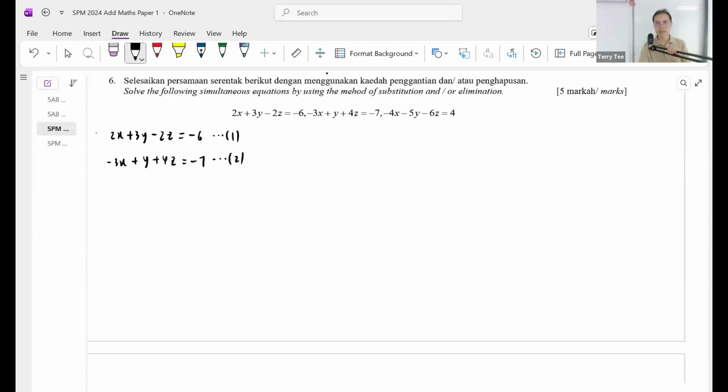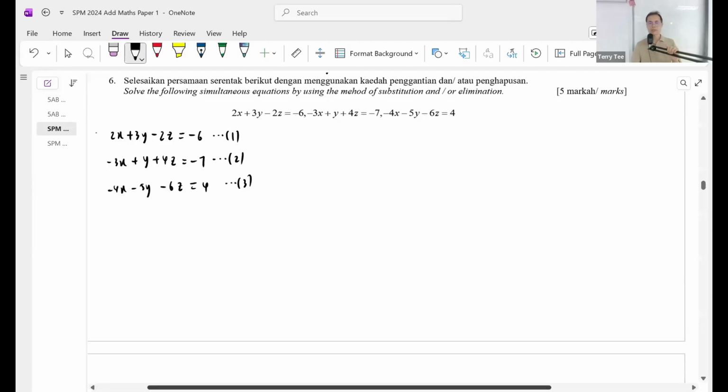Okay, so let me just copy out the equation down first. Minus 4x minus 5y minus 6z equals to 4. Okay, hopefully everything is okay. So, yeah. Okay, so let's begin by identifying which variable to get rid of. So you can decide by looking at this. This LCM 2, 3, 4. LCM is 12, right? So the second one, your LCM 3, 1, 5. The LCM is 15, is bigger.